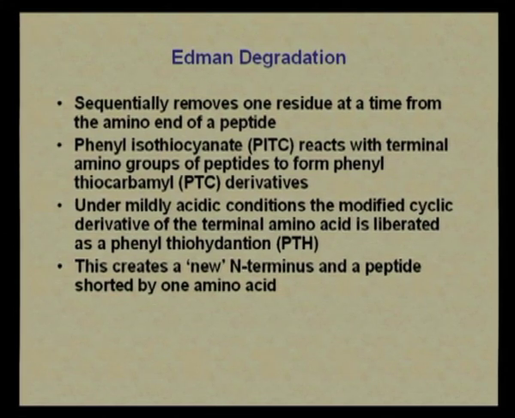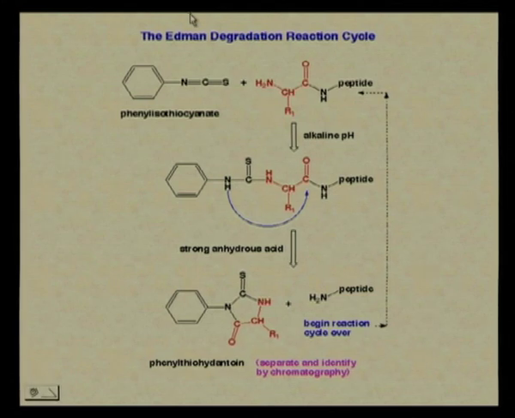Once a new N terminus is formed, then the peptide is already shortened by one amino acid. So, you can keep on doing that till what? Till you have identified all the amino acids, and what do you know by this? You know the exact sequence of the polypeptide chain. Okay, that is what is important here. So, we have a PITC that acts with the terminal amino groups, and then we have certain derivatives formed. Okay. So, this is basically what happens.